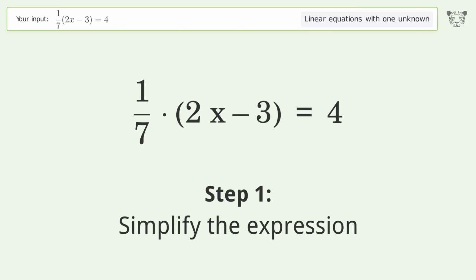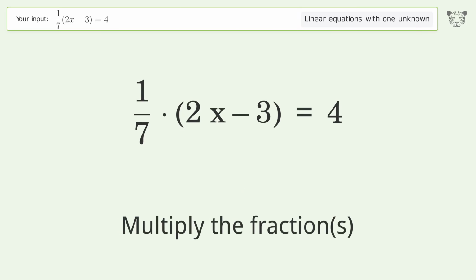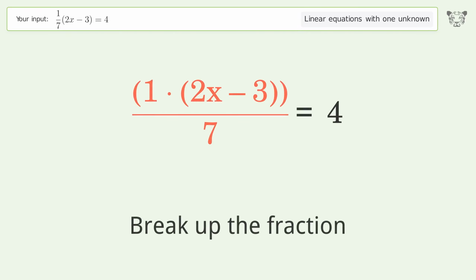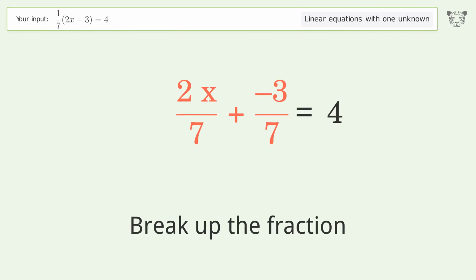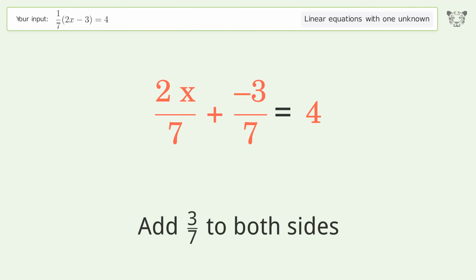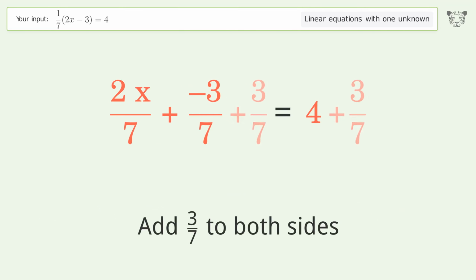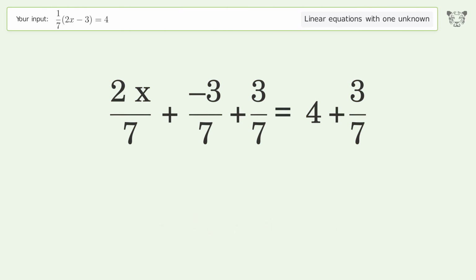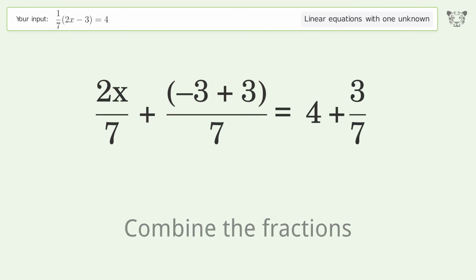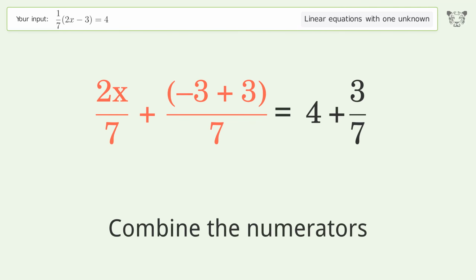Simplify the expression. Multiply the fractions. Break up the fraction. Group all constants on the right side of the equation. Add 3 over 7 to both sides. Combine the fractions. Combine the numerators.